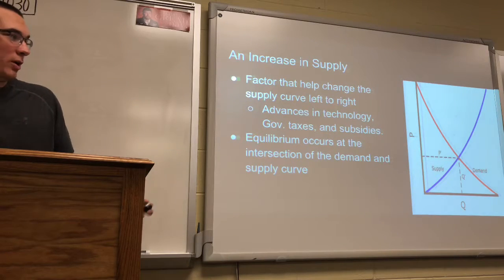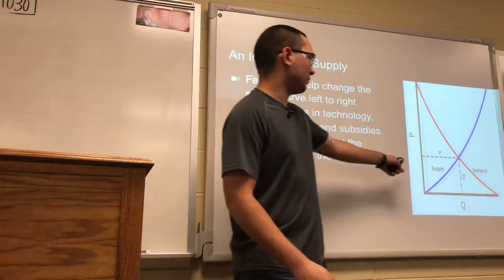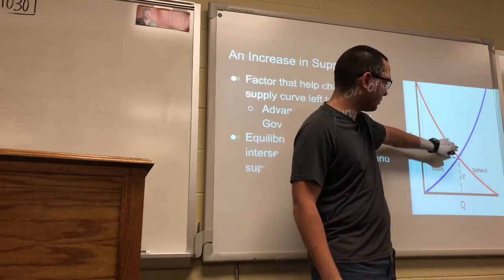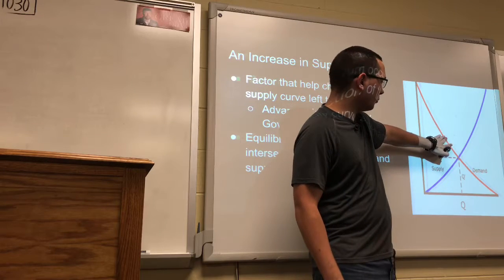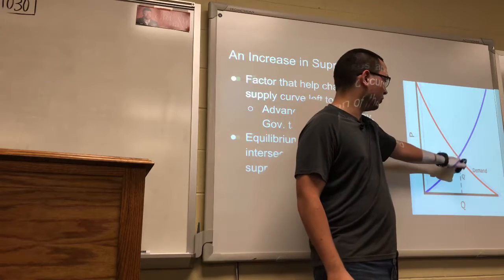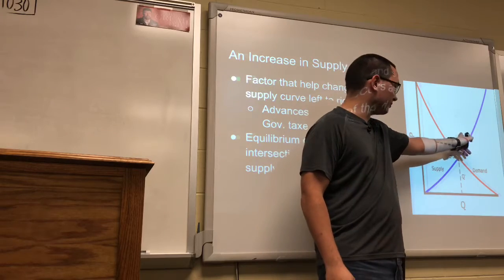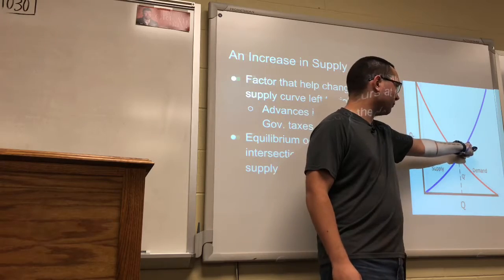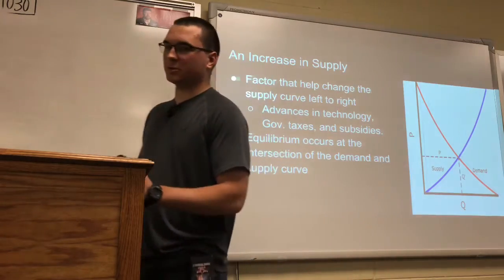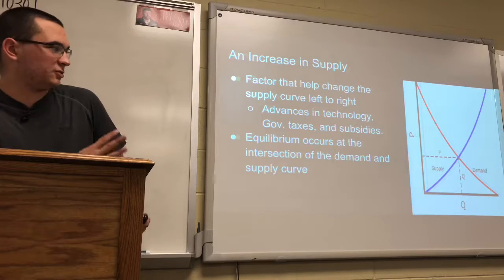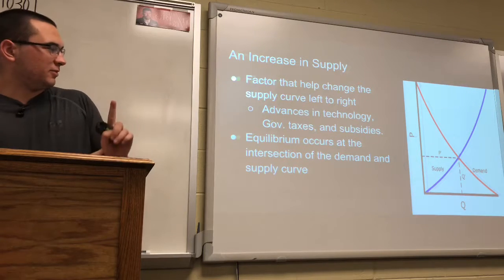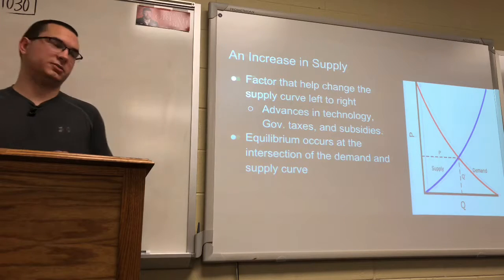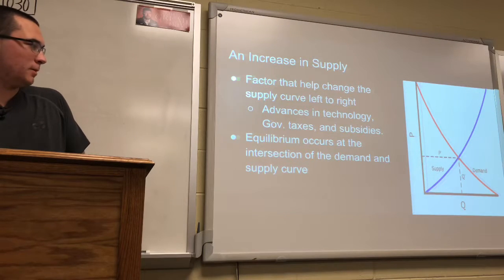But the equilibrium is where the supply and demand curve meet, so it's right there. So if the demand curve shifts this way, the equilibrium will move up, and if the supply curve shifts that way, the equilibrium will also move. So if the demand curve and supply curve change, the equilibrium will change as well. So that's how you can read that.